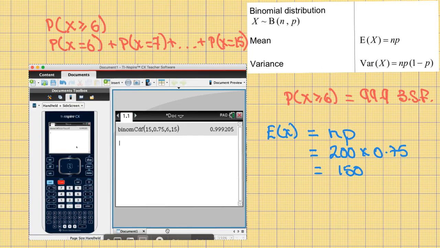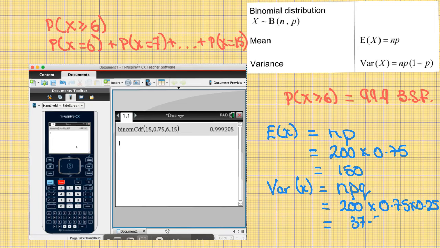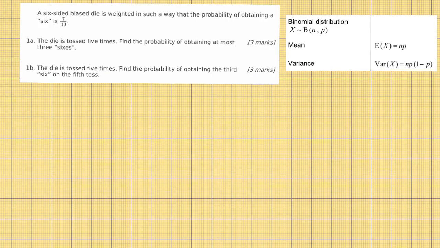We may also be asked what would the variance be if it was rolled 200 times. And the variance of x is NPQ, which in this case, if it was rolled 200 times, the variance would be 200 times 0.75 times 0.25, which is equal to 37.5. A typical IB exam question will be as follows.